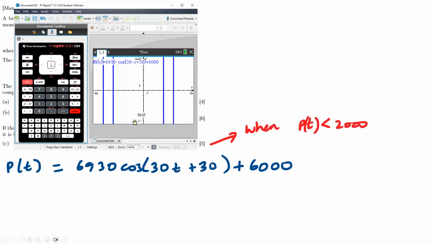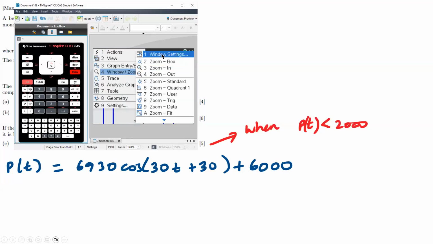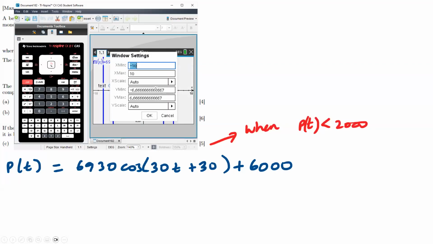And as you can see, it looks horrible. It doesn't look helpful at all because our window is not correct. So we need to adjust our window. So just going into the menu, window zoom, window settings. And we could put here, because recalling x is representing time in months, and it's going from the start of month 1 or month 0 to the end of month 12. So our x min max should be 0 to 12.